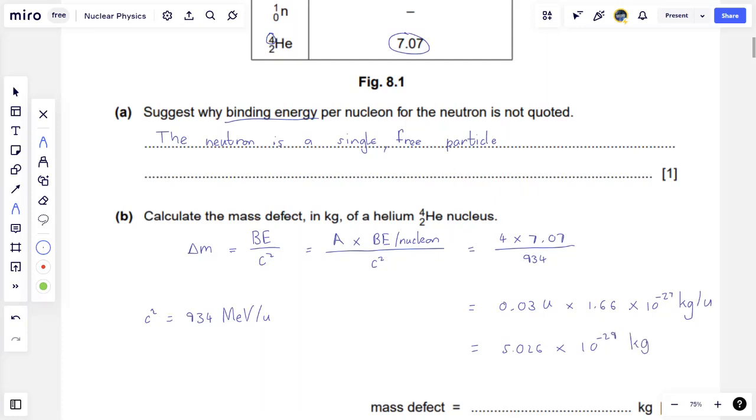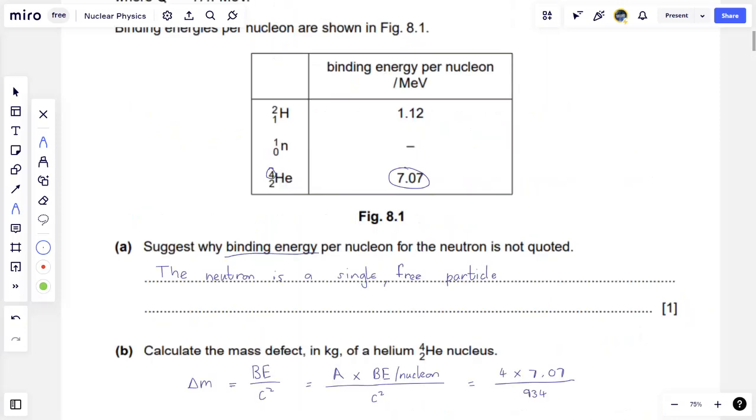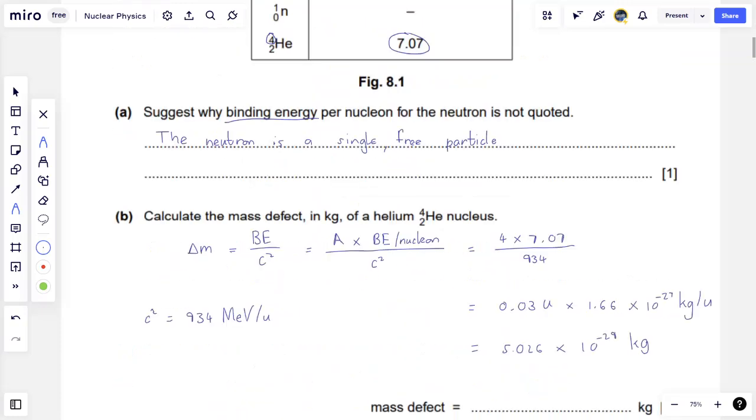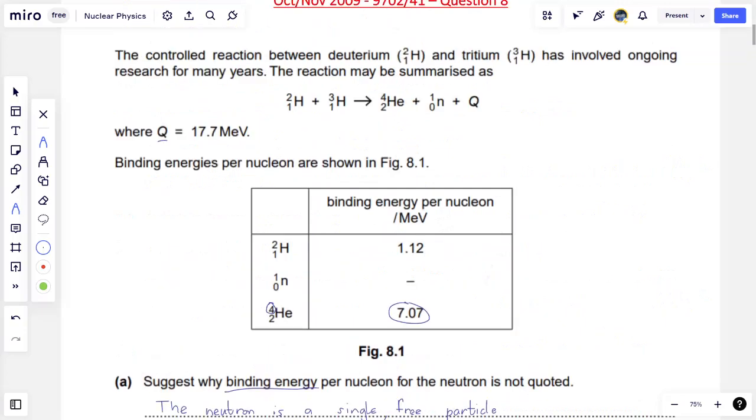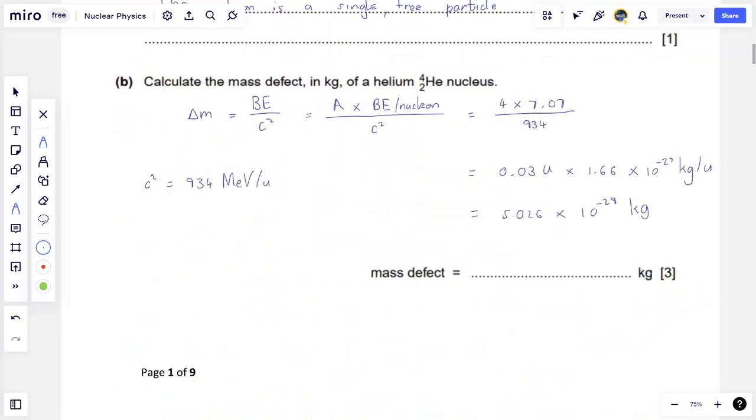But let me take a brief look at my problem. I'm given mass defects in three significant figures. In fact, all of the given information is in three significant figures in this problem. And so my final answer should be to three significant figures. And so I'll write it as 5.03 times 10 to the minus 29 kg.